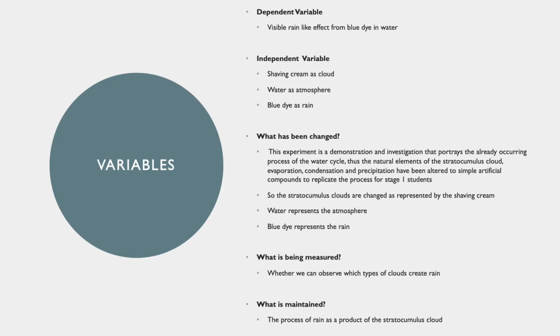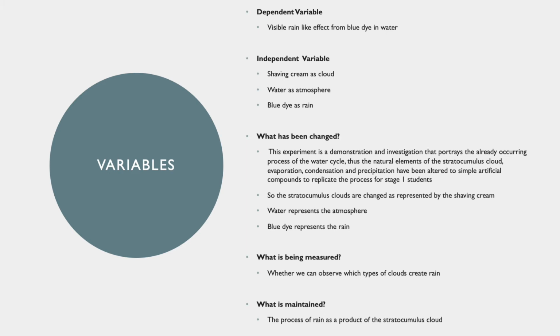The variables in this experiment include the dependent variable, the visible rain-like effect from the blue dye in water, and the independent variables of shaving cream to act like clouds, water to act like atmosphere, blue dye to act as rain. What has been changed in this experiment? This experiment is a demonstration and investigation that portrays the already occurring process of the water cycle.